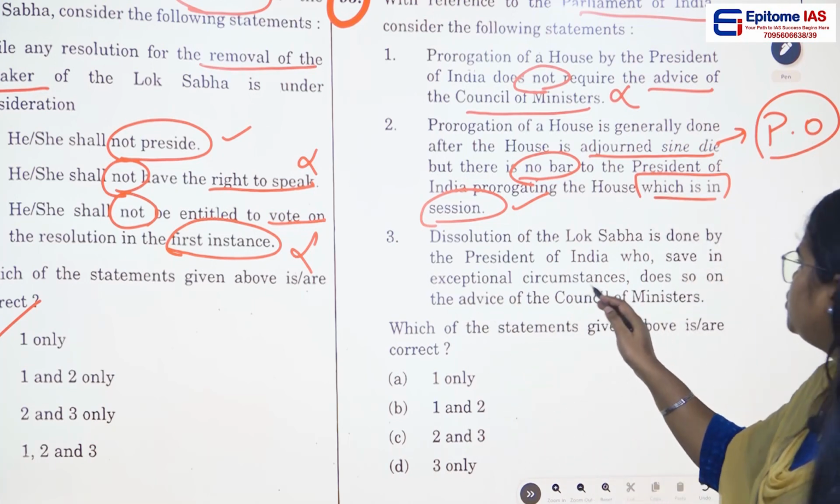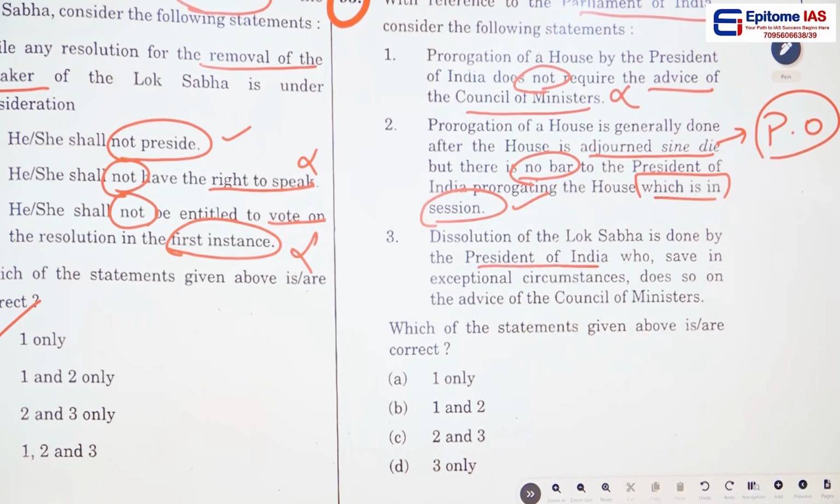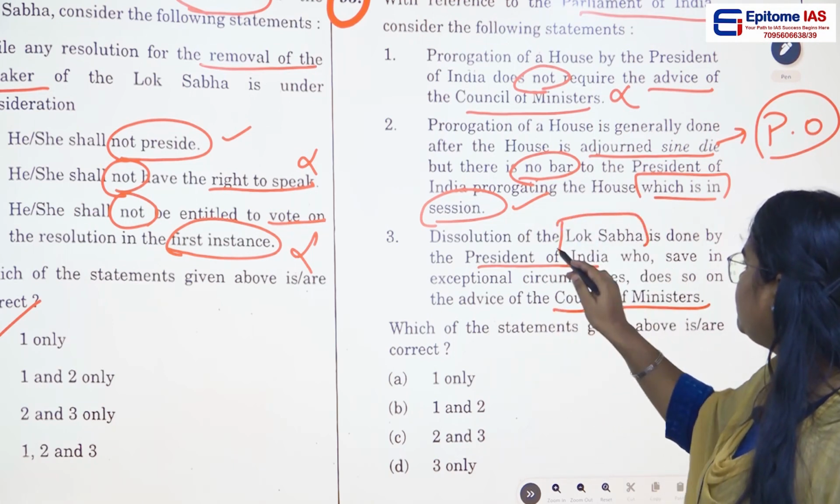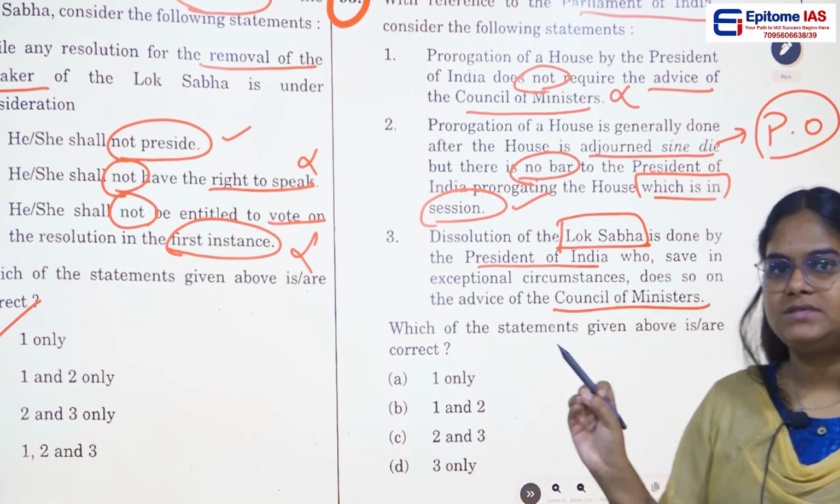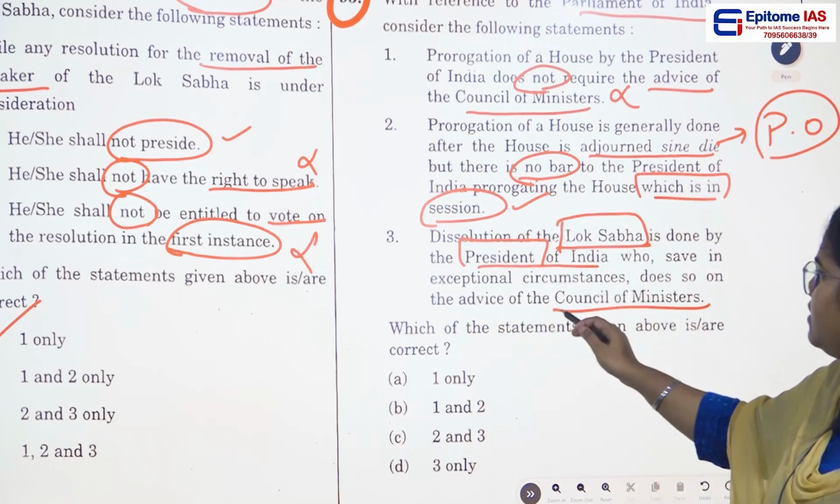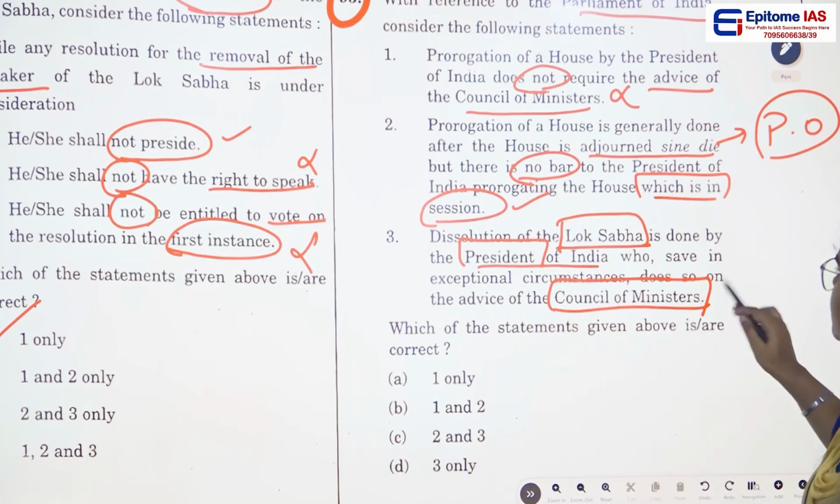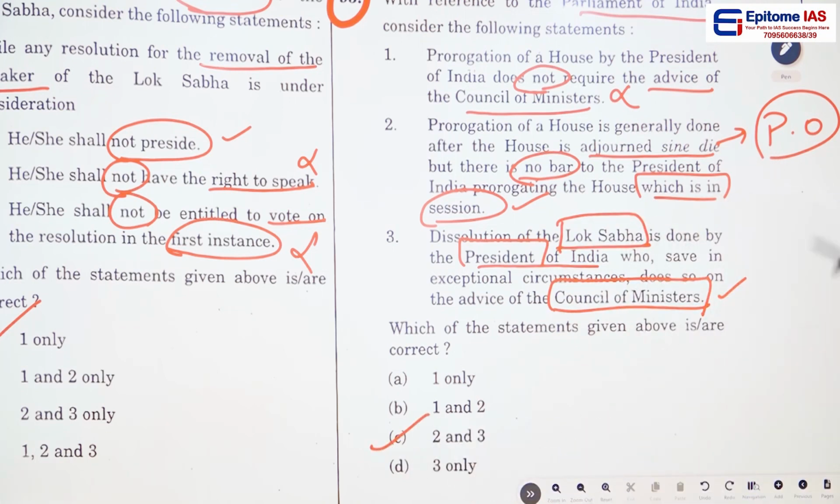Statement 3, dissolution of Lok Sabha is done by the President of India, who, save in exceptional circumstances, does so on the advice of the Council of Ministers. Yes, as we already saw, the Lok Sabha goes through an automatic dissolution after 5 years. But there are some cases when the President can dissolve the Lok Sabha with the advice of the Council of Ministers. So this particular statement is also correct. So what is the correct answer? That is 2 and 3. Option C is the correct answer.